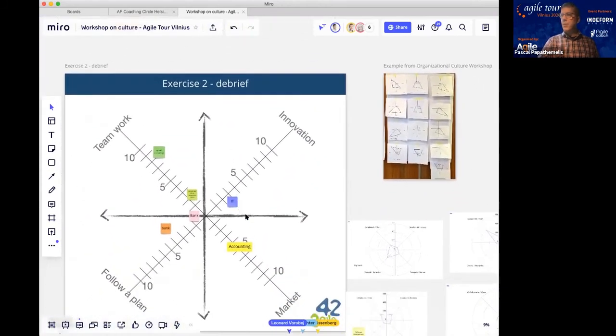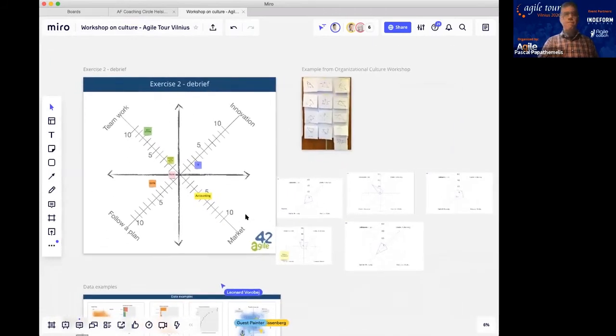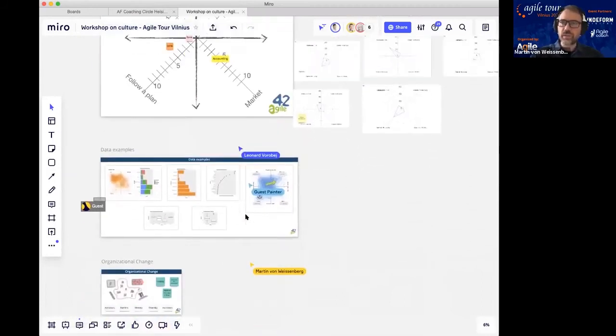Yes. Do you think we need to add anything on the debrief on this exercise? No, I think we are good on this. And I think it's time to look into the future, right?